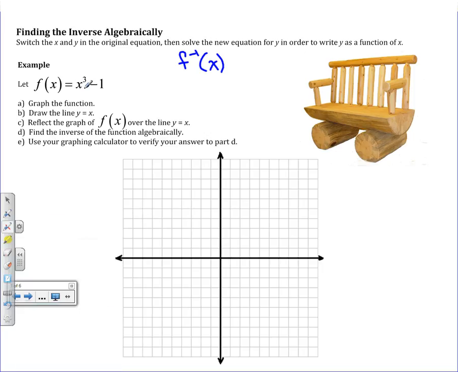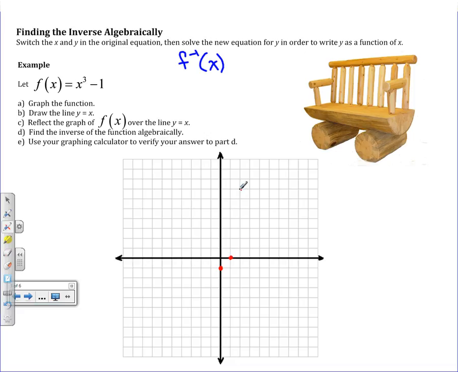So if I plug in 0, normally I'd get 0 cubed if it was just x cubed. And then I'm going to shift it down 1, so therefore it is at 0, negative 1. If I plug in a 1, I get 1 cubed minus 1 is 0. If I plug in a 2, I get 2 cubed minus 1, which is 7.